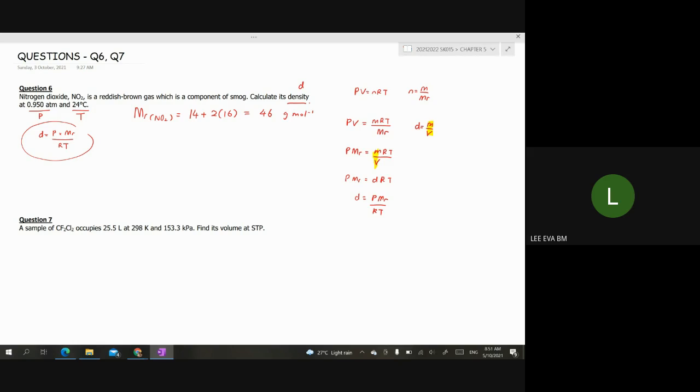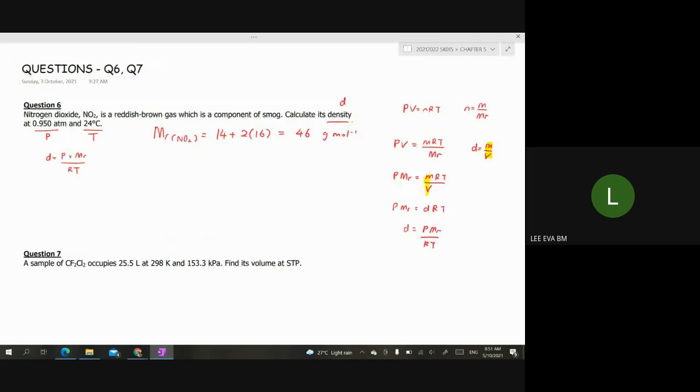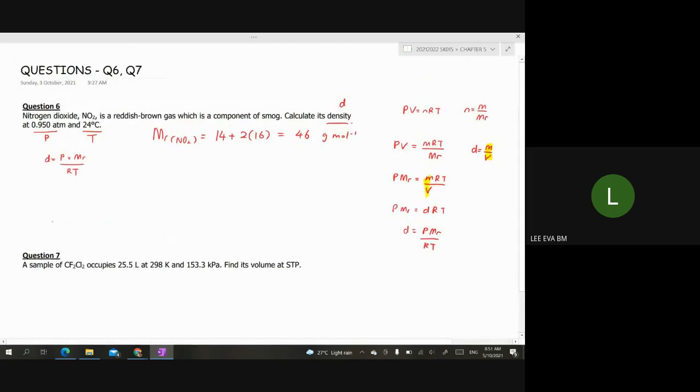Okay, and then after you got the molar mass, you just substitute into the formula of density. Pressure 0.950, molar mass 46, divide by the gas constant 0.08206. Then temperature, you need to add 273.15. Okay. And then I give you the final answer for checking. It should equal 1.79 gram per liter.